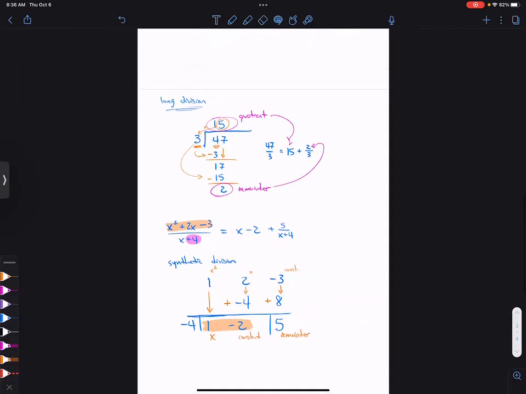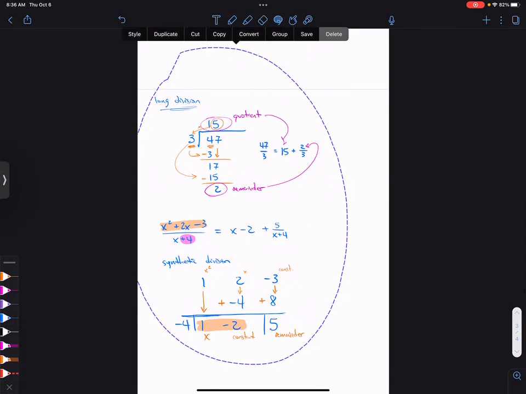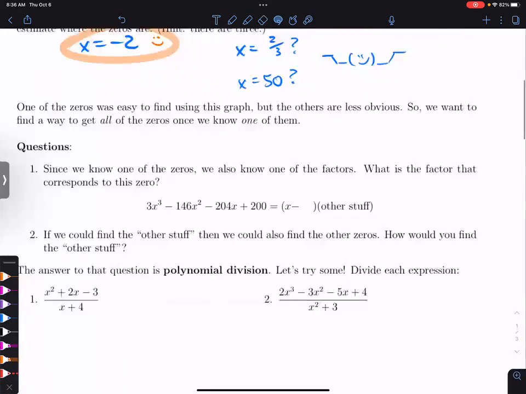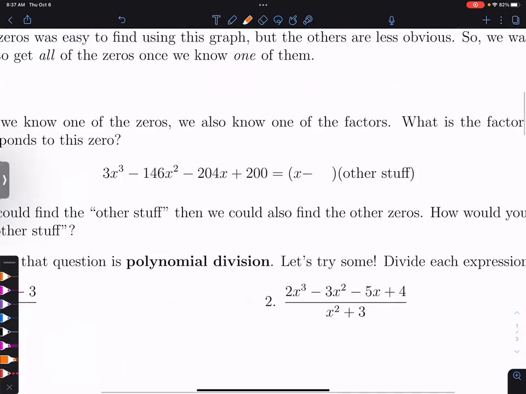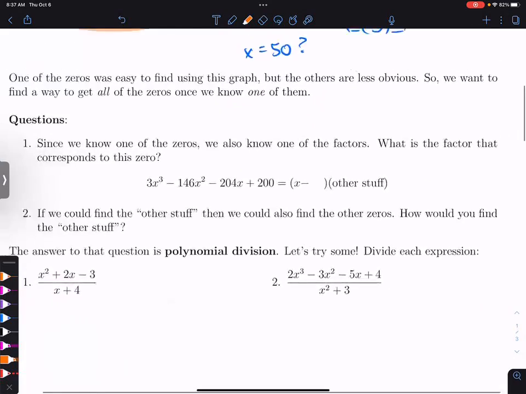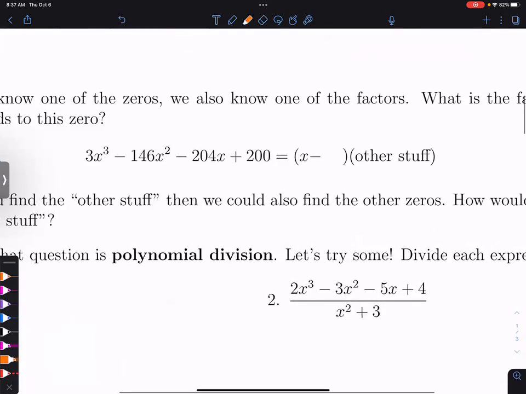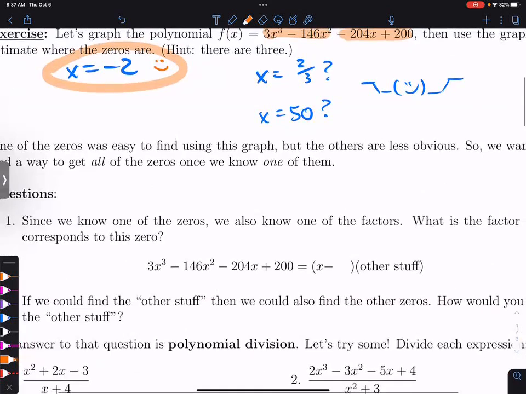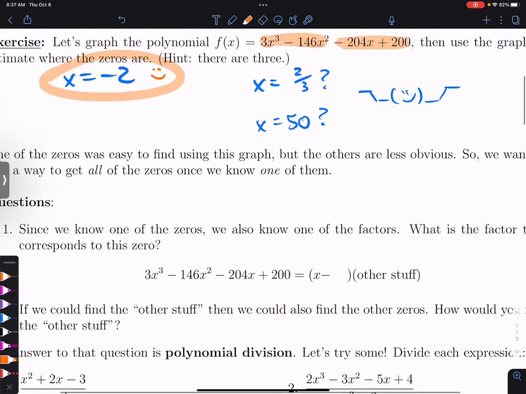Let's get back to the problem that we were trying to solve though, which is that we want to find the zeros for this thing. And what we know is that -2 is one of them, right? So if -2 is a 0, then we know one of the factors because of the factor theorem. But again, think about it like the graphing thing we did a little bit ago. If -2 is a 0, then what does one of the factors look like?